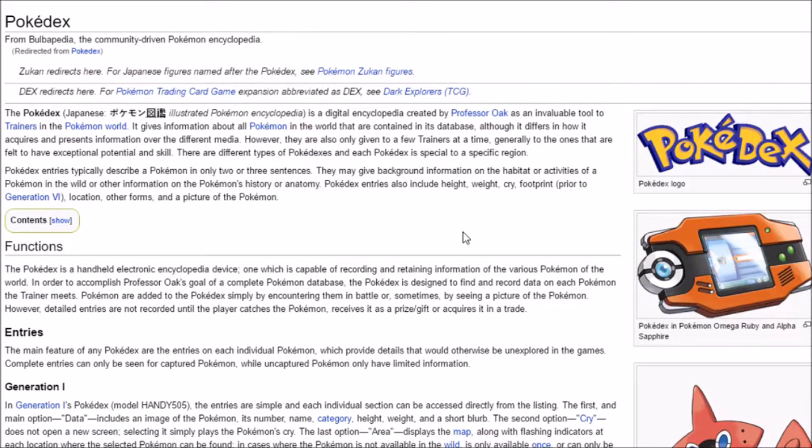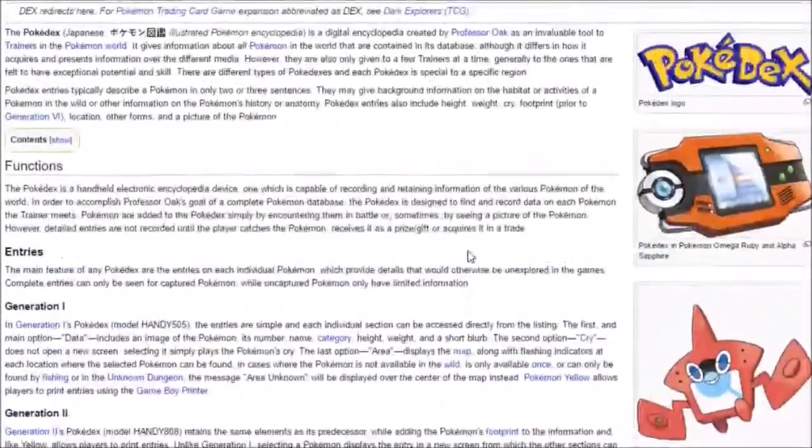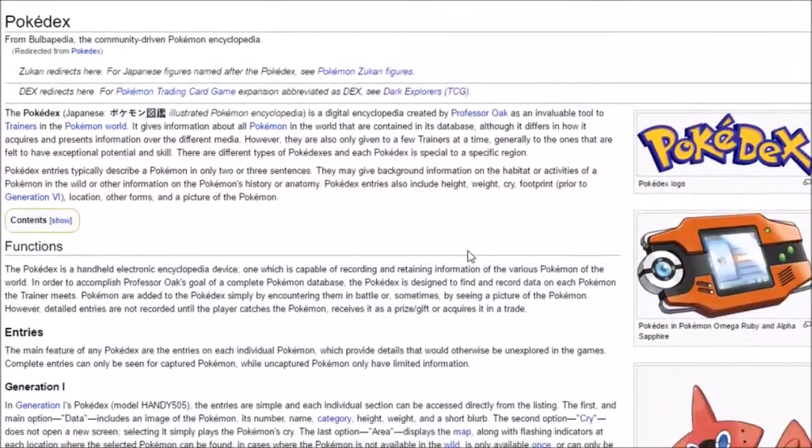For example, when you first see a Pokemon in the anime, Ash would take out his Pokedex, and the Pokedex would just give you 2 or 3 sentences describing it. Very simple, but not the most scientific, because there's stuff about Pokemon that you would expect would be more than just 2 or 3 sentences.